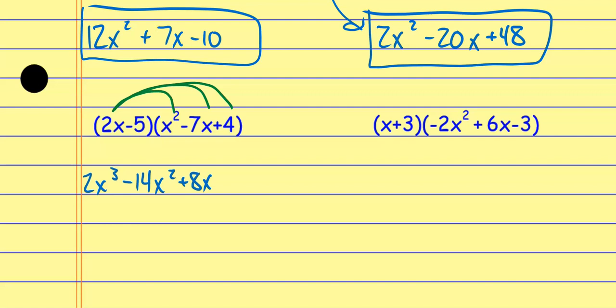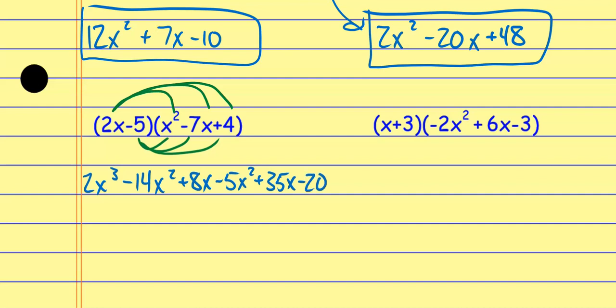Okay? Now I go to the next term and I do the same thing. I distribute it. So I'm going to distribute this negative 5 to all three of these pieces. Okay? I'm going to distribute to everything in the second set of parentheses. So negative 5 times the x squared is a negative 5x squared. Negative 5 times the negative 7x is a plus 35x. And negative 5 times the 4 is a minus 20, okay?